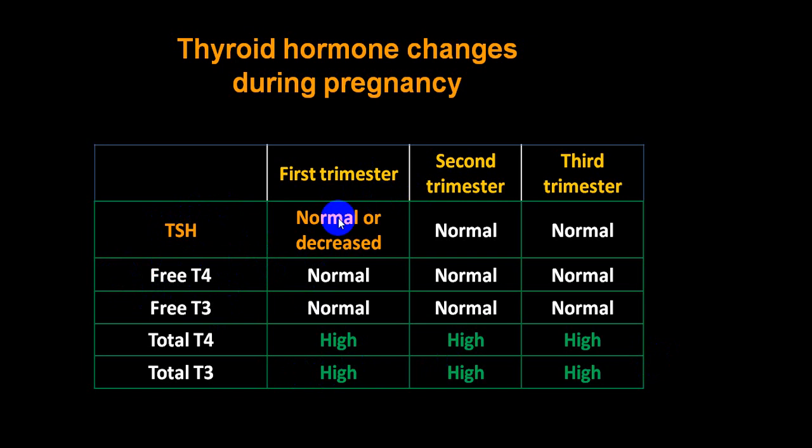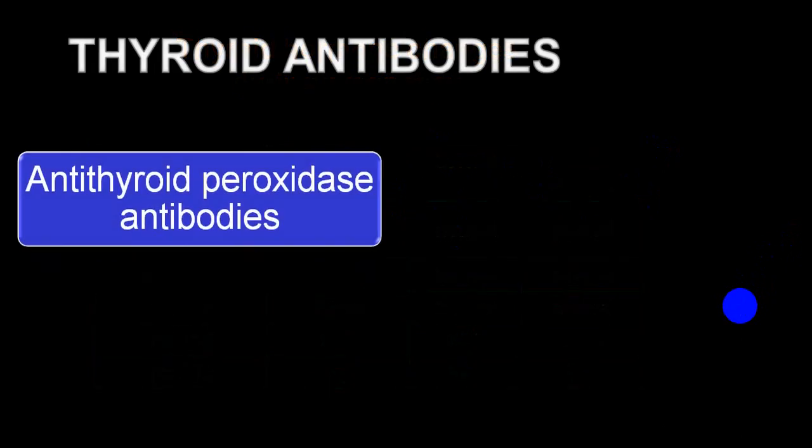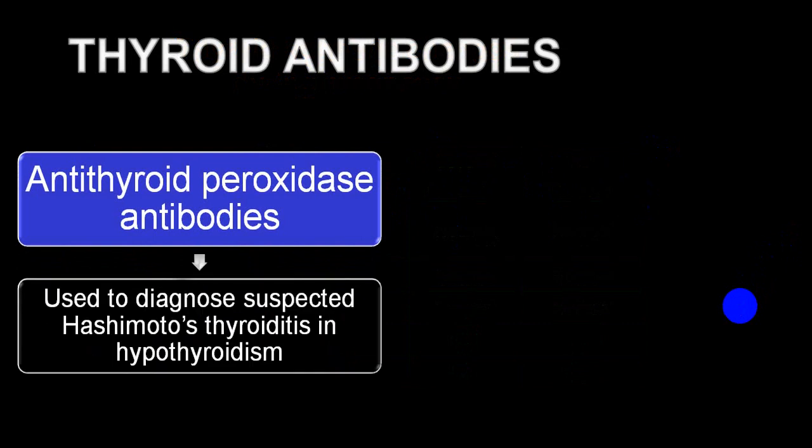TSH level during the first trimester is slightly decreased and later on it is normal. So if it is elevated or decreased during the second and third trimester, or more decreased or more elevated during the first, second and third trimester, suspect thyroid disorders. TPO antibody pre-conception, during conception, should be done because it helps you to identify autoimmune thyroid disorders.